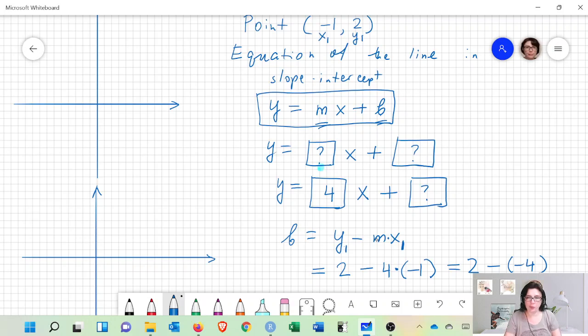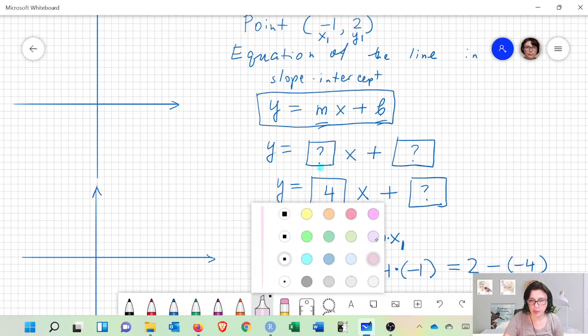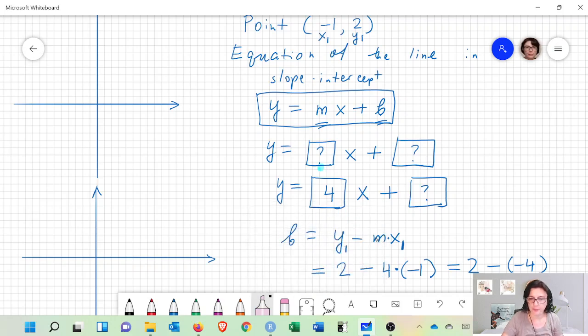So what we did is we figured out the second mystery number. Yay, us, right? We did it. So there it is right there, and that's going to be the mystery number. Let's erase that. And now we think it's a 6. So what's the equation? y equals 4x plus 6.